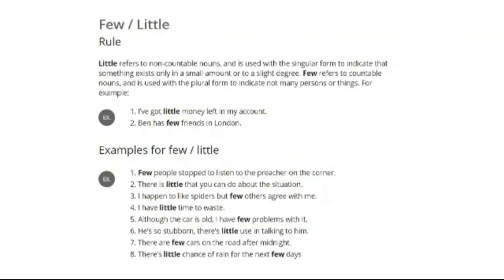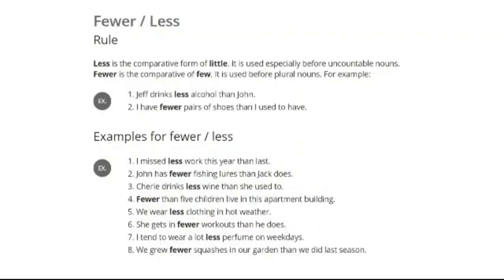For example, I have got a little money left in my account. Ben has few friends in London. Few people stop to listen to a preacher on the corner. There is little that you can do about the situation. I happen to like spiders, but few others agree with me. I have little time to waste. Although the car is old, I have few problems with it. He is so stubborn there is little use in talking to him. There are few cars on the road after midnight. There is a little chance of rain for the next few days. So these are all the examples of little and few.